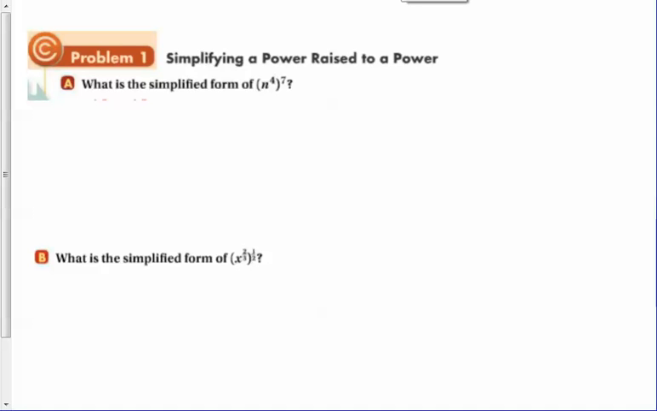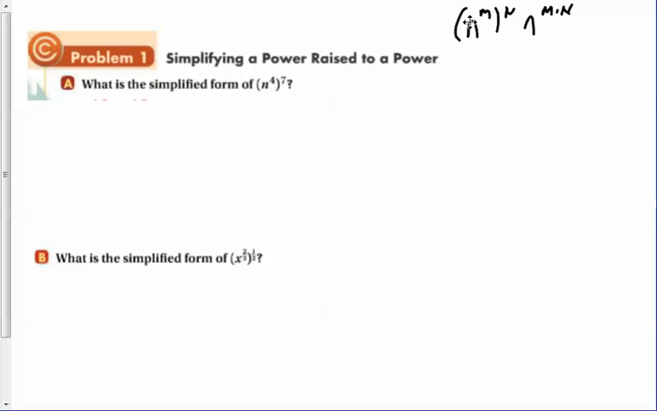Okay, for this one, this is another rule for the exponents, and this is raising a power to a power. And this is really easy. If you have n to the m and you take it to the n power, all you do is n to the m times n. You just multiply the little numbers, basically.